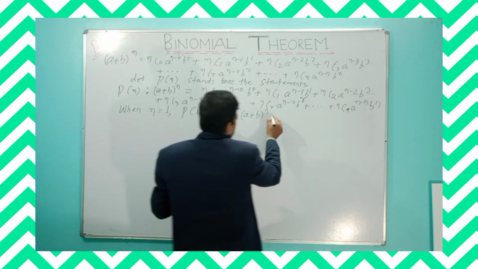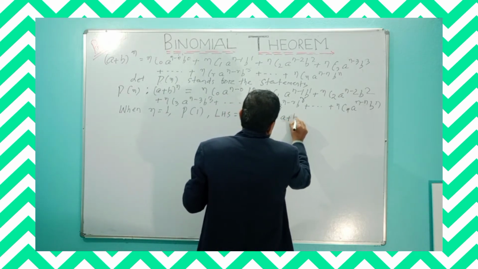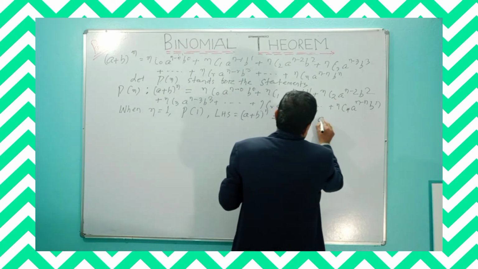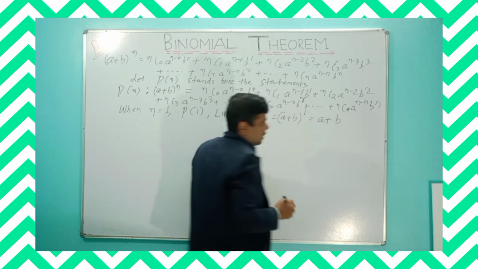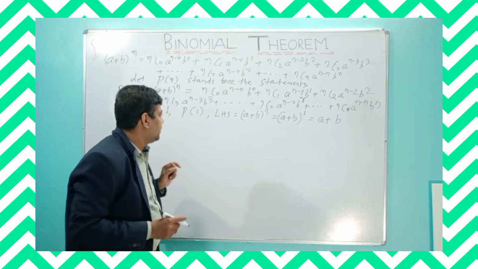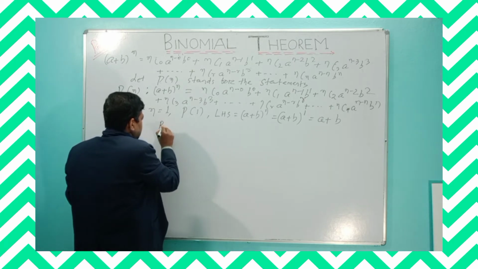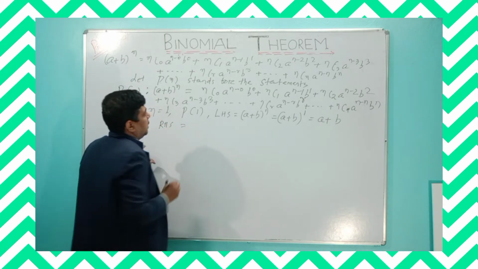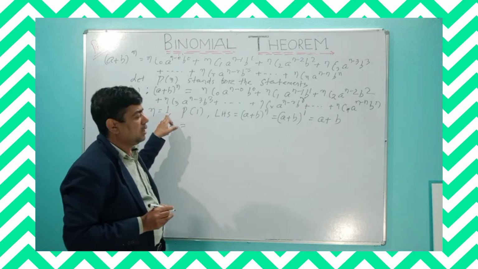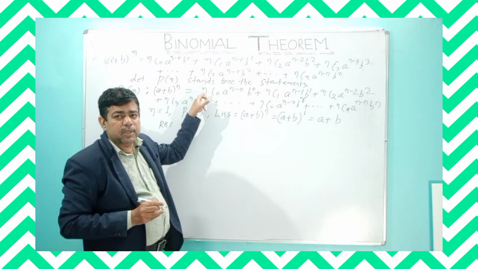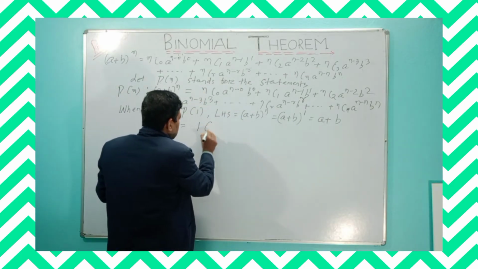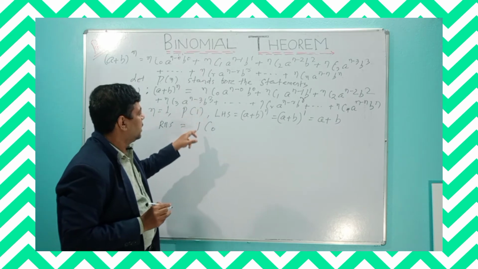That is equal to (a + b)^1, in place of n we write 1, and that is a + b. Is it clear? Then let's write the RHS. In the RHS, what is it? nC0. Here in place of n we take 1, so nC0 means 1C0.